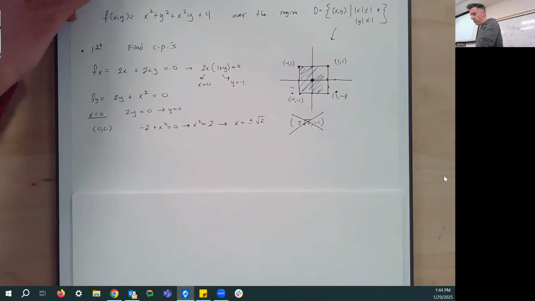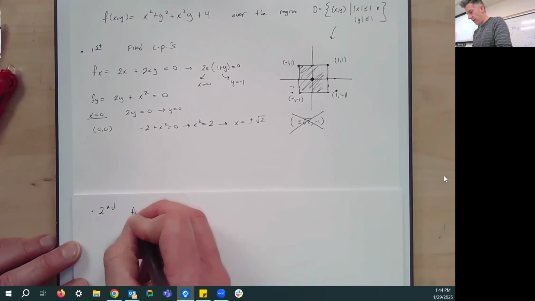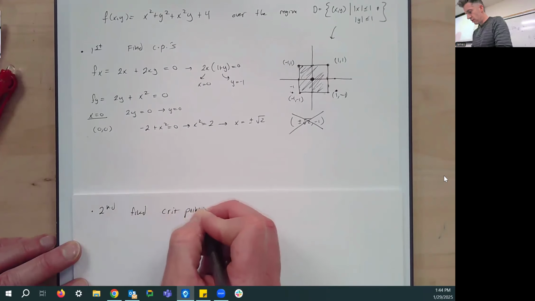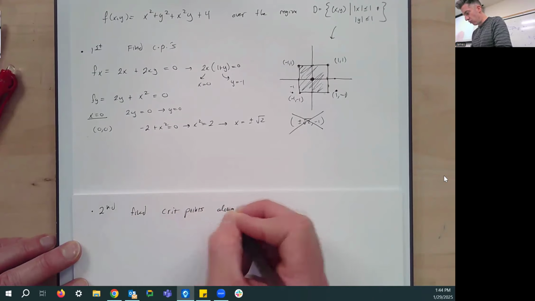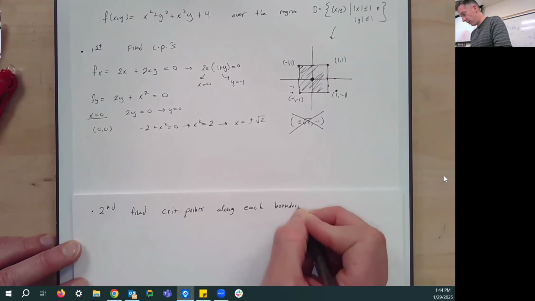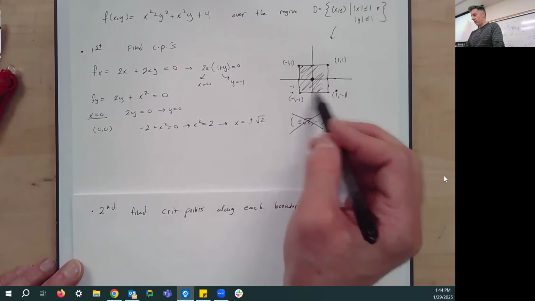So then the second part, find the critical points along each boundary. Let me ask you all, how many boundaries are there? Yes, I haven't defined it very well, but there are 4 different boundaries. That one, that one, that one, and that one.